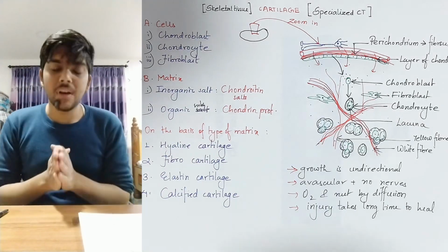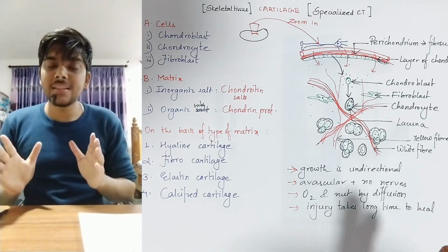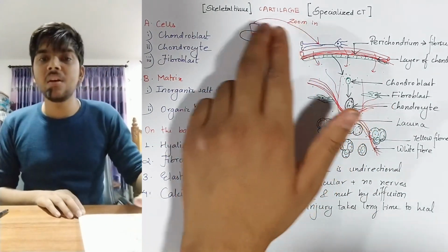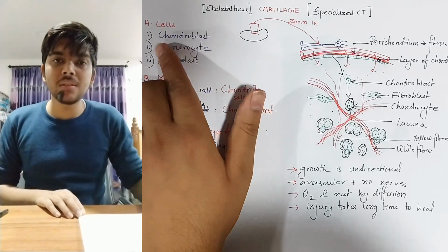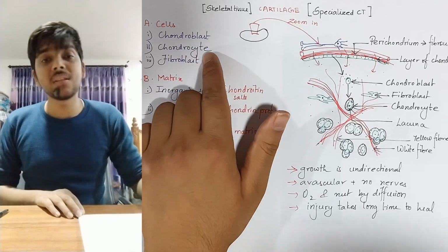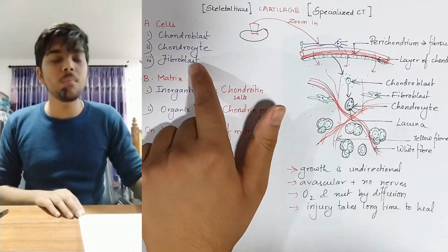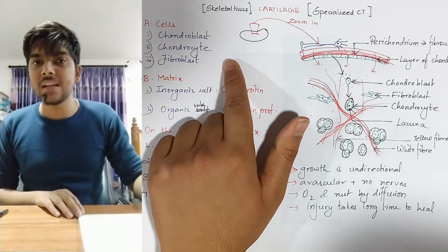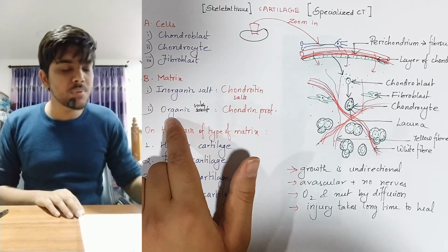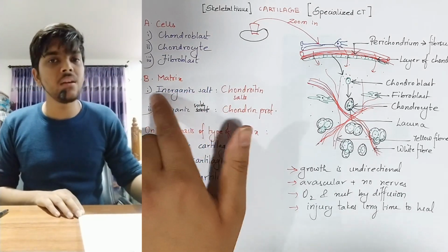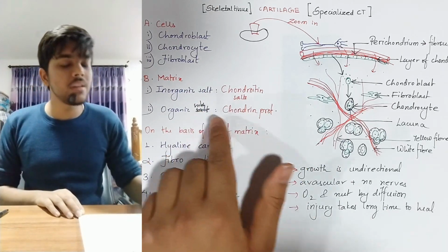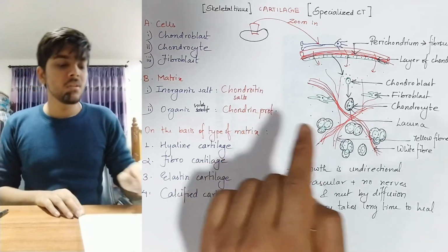Okay, let me revise it for you. So we are done with bone as the skeletal tissue. Now we have cartilage as the skeletal tissue. Cartilage contains cells which are chondroblast, which gives rise to chondrocyte and secrete matrix. Chondrocyte, which are the cartilage cells, and fibroblast that form collagen and elastin fibers. Matrix contains inorganic and organic substance. Inorganic substance contains inorganic salts, which is chondroitin salt, and organic substance contains chondrin protein.